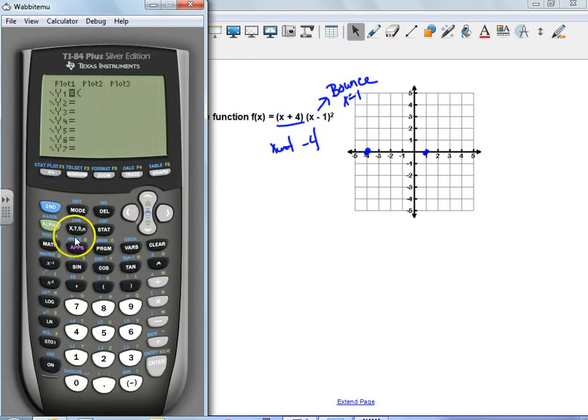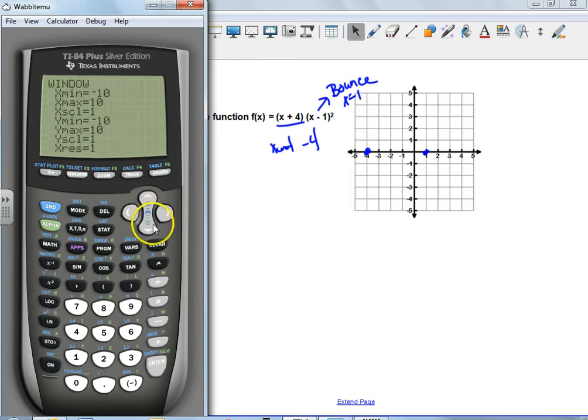So x plus, whoops, not what I wanted to do. X plus 4 times x subtract 1 squared. Sorry, I'm sick again. What's new? Unfortunately, I think the graph I gave you doesn't do a real great job.